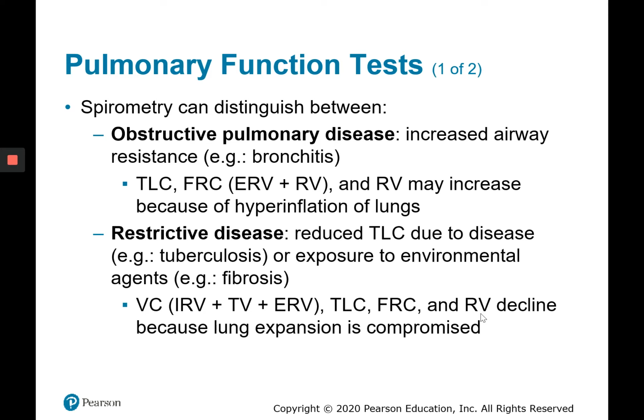Spirometry can also distinguish between different types of pulmonary disorders. One would be obstructive pulmonary disorders, the other restrictive pulmonary disorders. Restrictive pulmonary disorders decrease or reduce lung compliance by reducing total lung capacity. Introducing scar tissue or some type of fibrosis could decrease how stretchy the lungs are, and this would be a restrictive disease. So lung expansion is compromised in a restrictive pulmonary disorder.